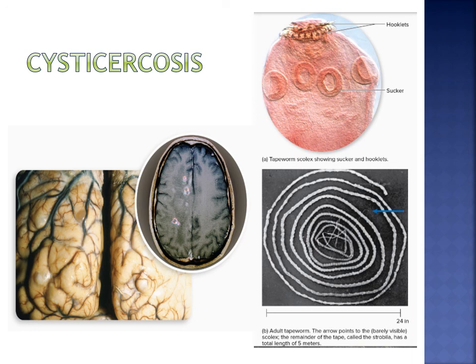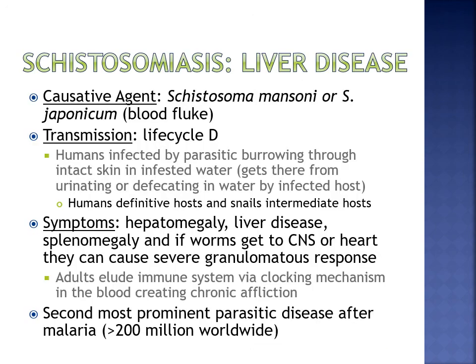It's all coiled up. Adult tapeworms can get upwards of 5 meters long, which, if you don't know, a meter is roughly 3 feet. So that's a big worm. No thank you. And then our last disease is schistosomiasis.